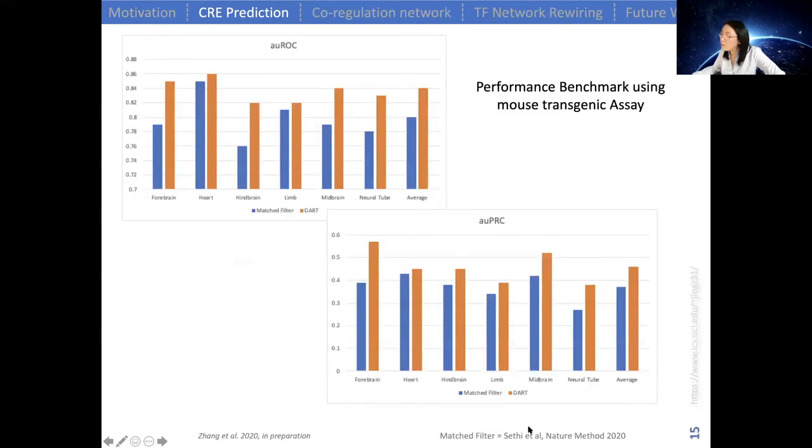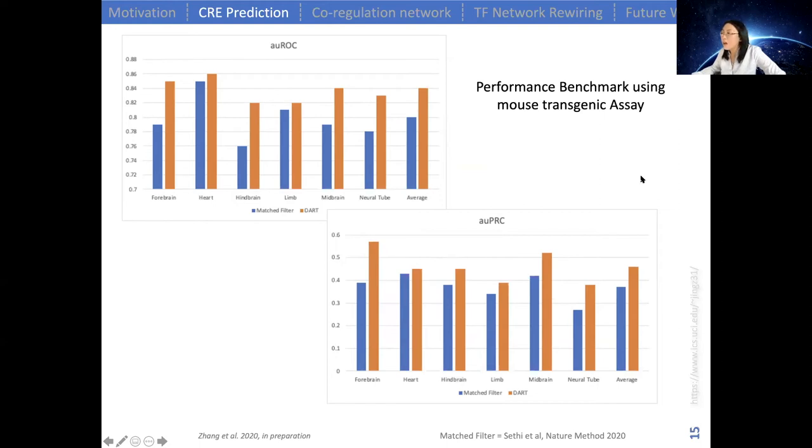And then we compare it with one of the most recent unsupervised enhancer prediction methods, called Match the Future, that was published this July in Nature Methods as part of the ENCODE package. And we see that in all cell types with real experimental validations, we outperform this Match the Future method.